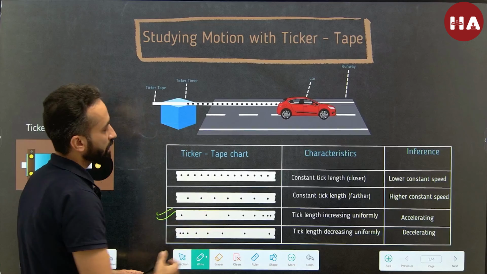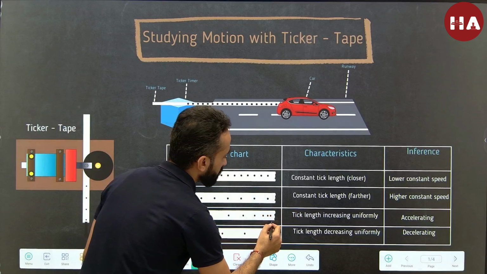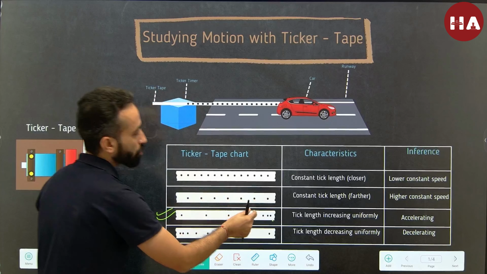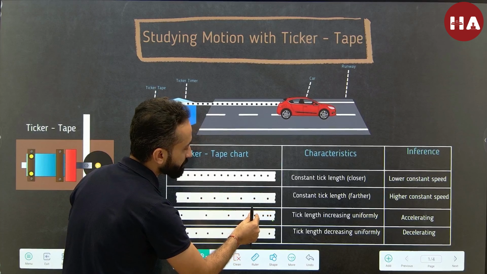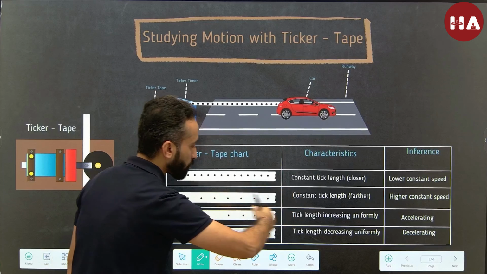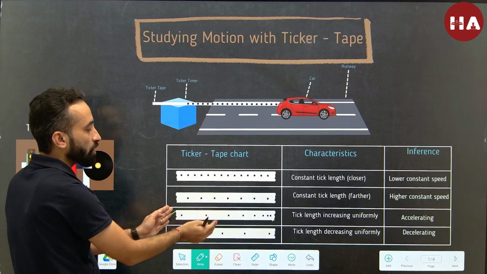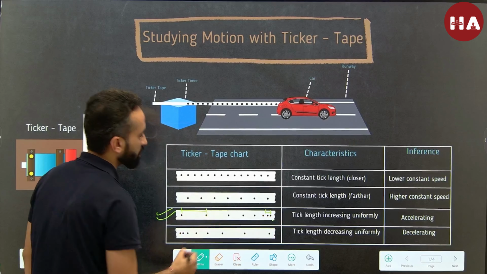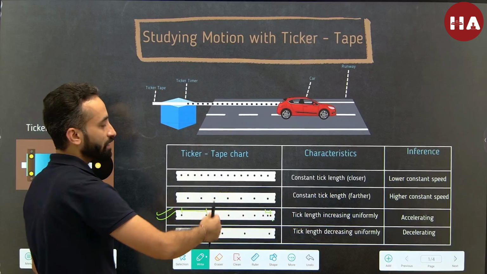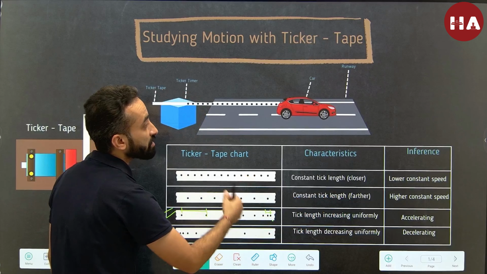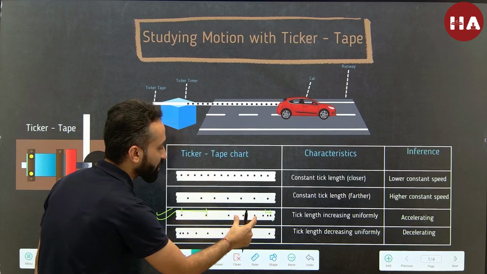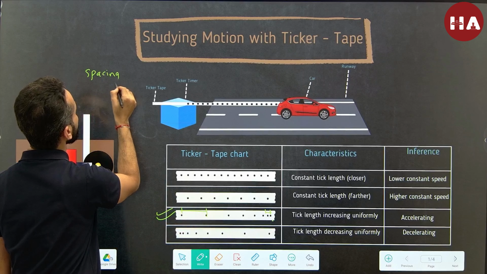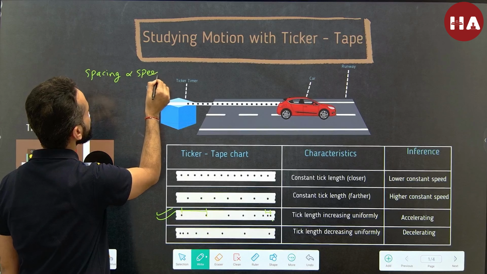What do you see? Initially when the tape was started, the tape was pulled. So let's say this is the starting point. You can see the dots are closely spaced. But as the tape is being pulled further and further, you see the spacing of the dots is increasing now. The spacing is less here, but it increases here. So can you imagine that the tape is being pulled such that the speed is increasing, and that is why the spacing is also increasing, because we understand that the spacing between the dots is proportional to the speed.